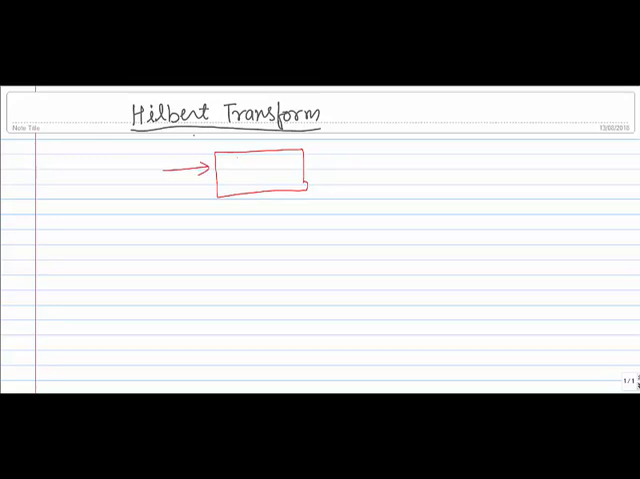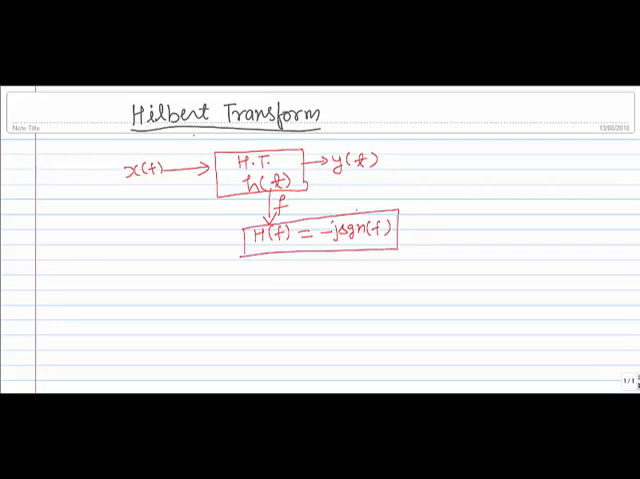If this is my Hilbert filter or Hilbert transformer, and the input signal is x(t), the output is y(t). Suppose the impulse response of the Hilbert filter is h(t). Then, if the Fourier transform of h(t) is H(f), the Hilbert filter is defined as minus j signum f. This is the definition of the Hilbert transformer.